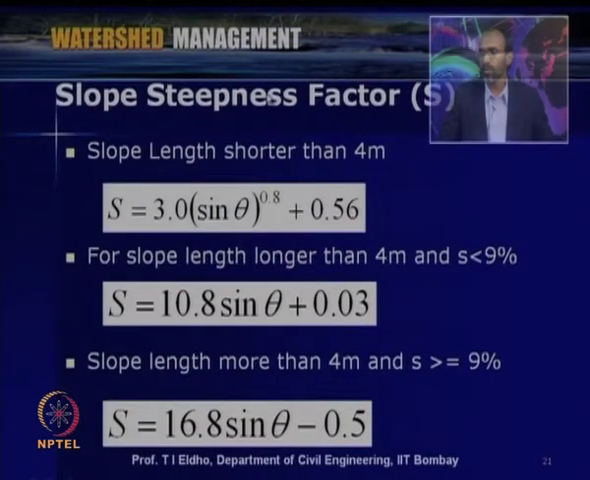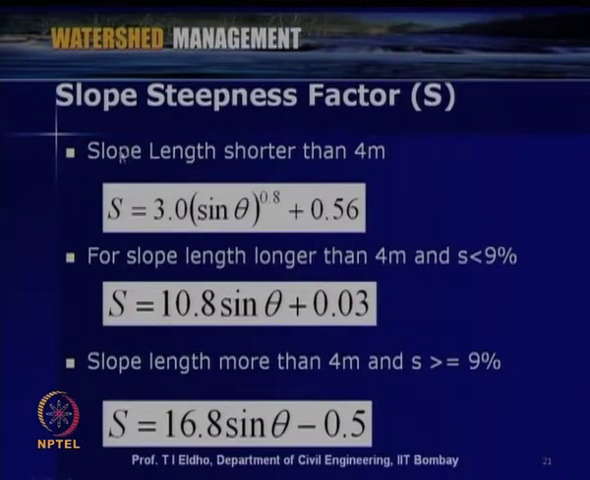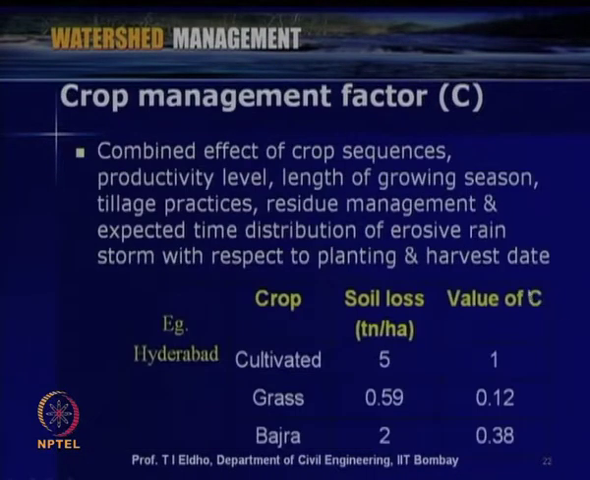Then another factor is the slope steepness factor S, which is defined by various equations for various conditions. For slope length shorter than 4 meters, S = 3 (sin θ)^0.8 + 0.56. For slope length longer than 4 meters and field slope less than 9%, S = 10.8 sin θ + 0.03. And for slope length more than 4 meters and S greater than or equal to 9%, S = 16.8 sin θ - 0.5. So, this gives the slope steepness factor.